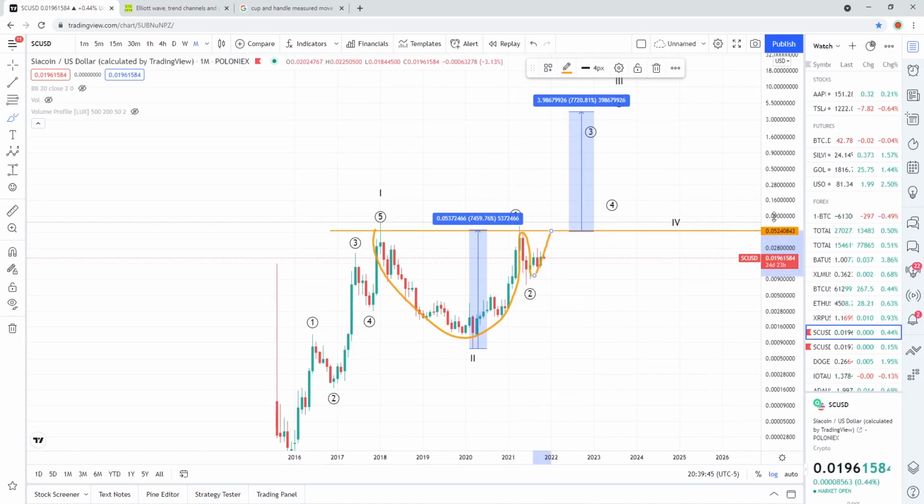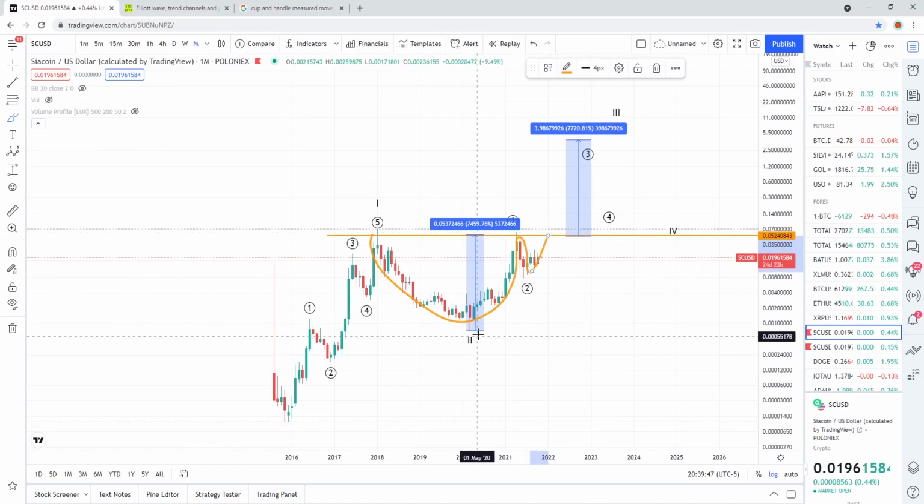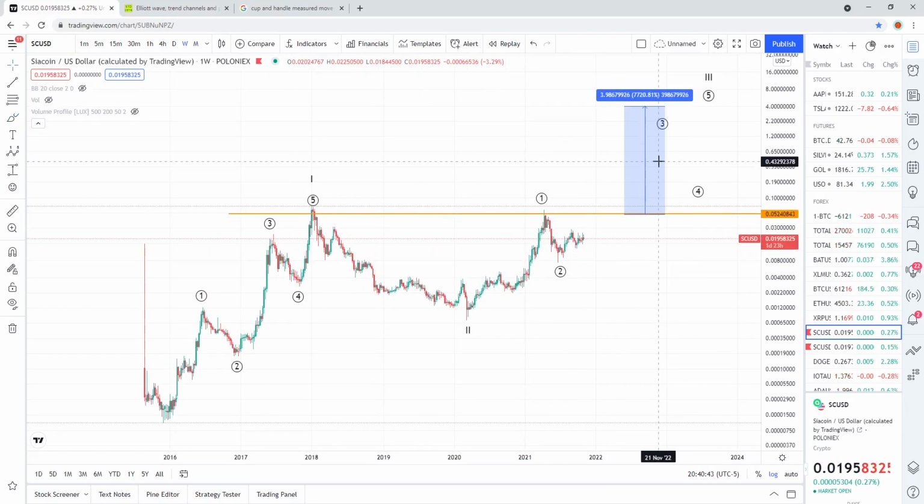And the way you measure out how high it will go is from the bottom of the cup to the top of that resistance line of the cup, and then when it breaks out, that same percent upwards. So that also takes you up to around $4. So that is another confluence telling us that it's going to $4.